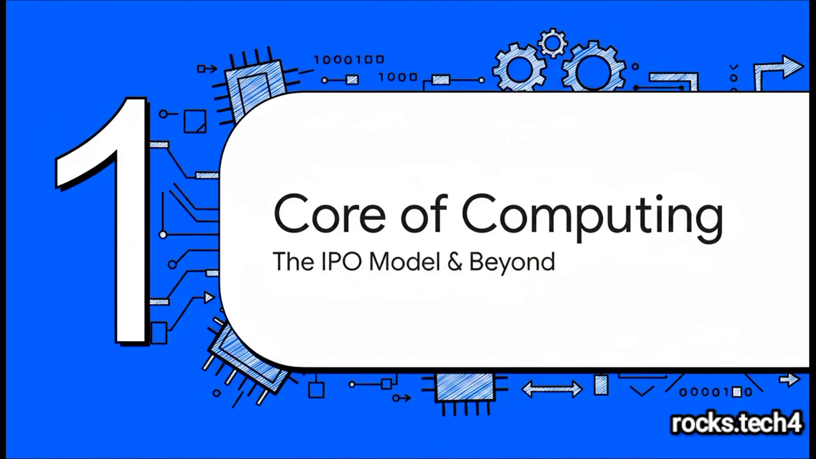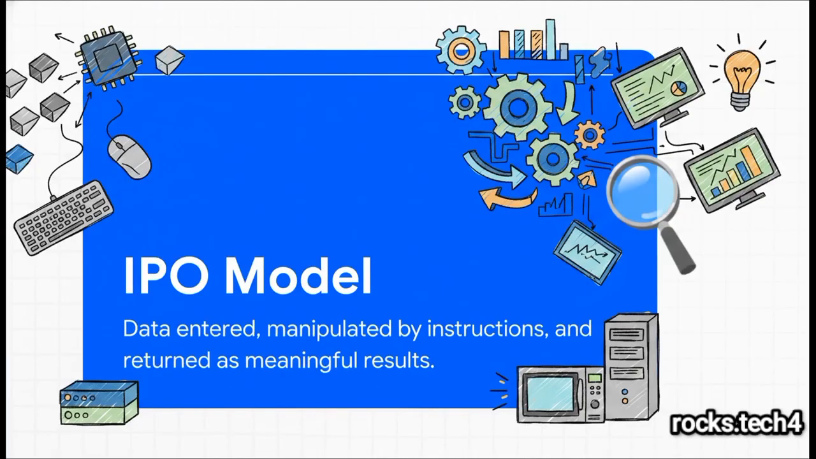Section 1, the core of computing. We're looking at the IPO model and beyond. So, before we even touch the sci-fi stuff like AI or quantum realms, we've got to acknowledge the fundamental heartbeat of literally every computing device out there: the input, process, output, or IPO model. Data enters, specific instructions manipulate it, and meaningful results get returned to you. It's an elegantly simple loop, but it totally drives our entire digital infrastructure.